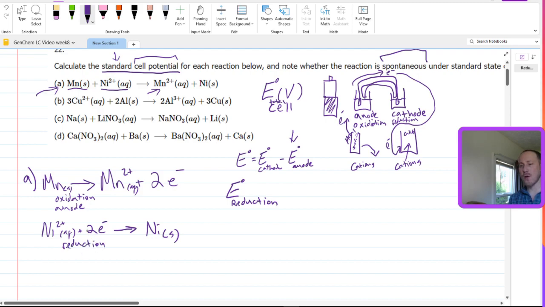Gain of electrons, OIL RIG. Oxidation is loss of electrons. Reduction is gain. So when we look at this table, the reduction part will be in the correct order because it's a table of potential for reduction. The anode part, the oxidation, will be backwards in the table, but since we're subtracting it the way we're doing it, we're just going to take the number it says.